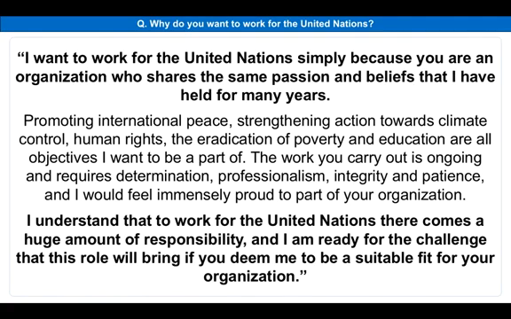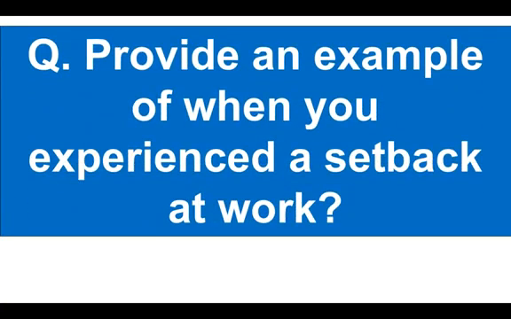And it shows that you've really thought carefully about the reasons why. But as I say, I encourage you to write down your own 5 reasons why you want to work for this incredible organisation. Next interview question, provide an example of when you experienced a setback at work.